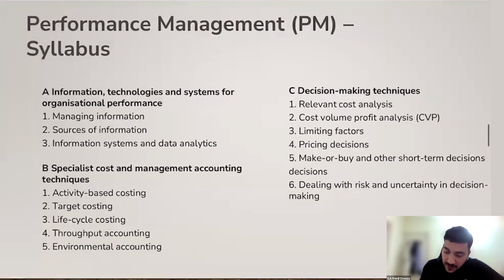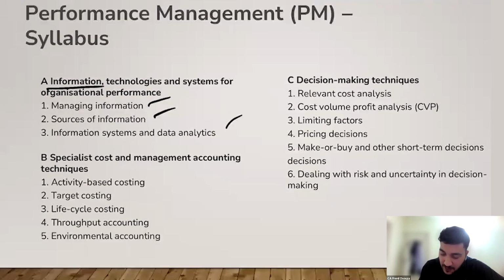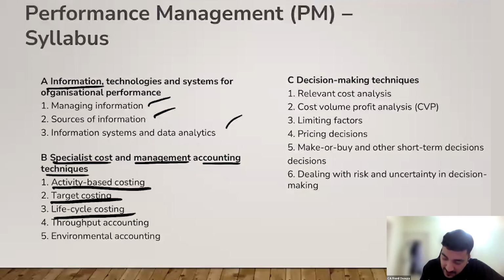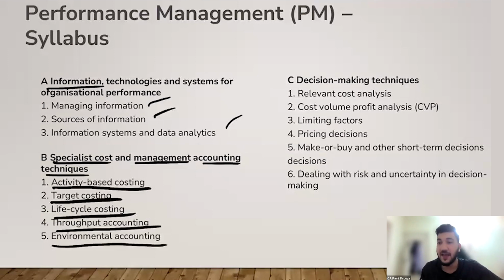Now, the first one, with regard to information, I've already covered. And the second one is specialist cost and management accounting techniques. In that we learn activity-based costing, target costing, life cycle costing, throughput accounting, and environmental accounting. Now, activity-based costing: if you have done any degree of commerce background, you know what activity-based costing is, because it's a part of your BCom syllabus. And what is activity-based costing? You all know. To say it simply, you divide an entire process into different activities and you assign cost to those activities.